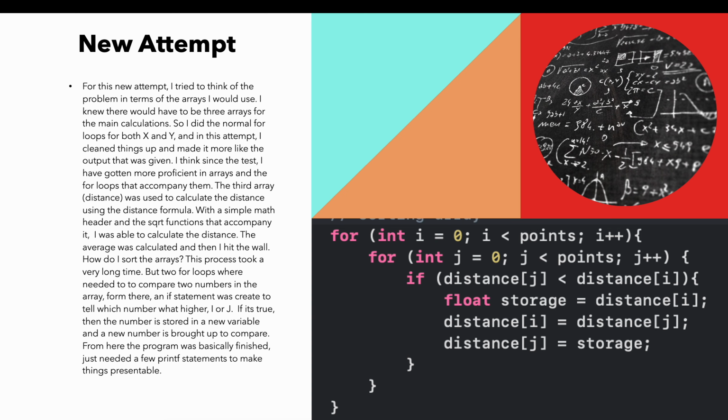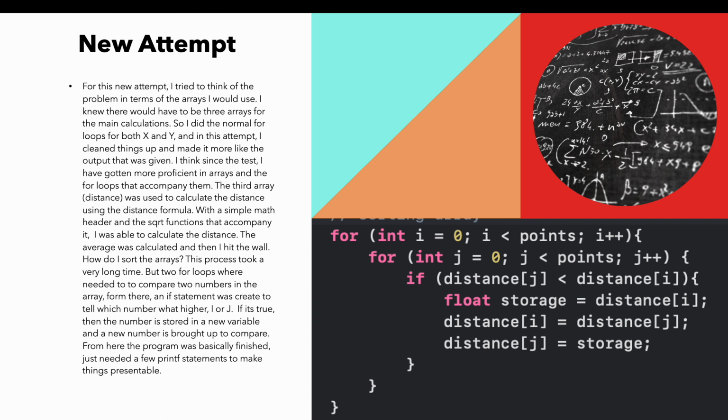So I did normal for loops for both of those, and I kind of made it neat. Used the printf, so saying, hey, insert x for this, insert y for this one, and kept going through all the points using a for loop, and it made it look nice. Since the test, I think I got a little more proficient in arrays and the for loops that accompany them. So by the third array, when I had to calculate the distance, it was very easy compared to what I had to do on the test.